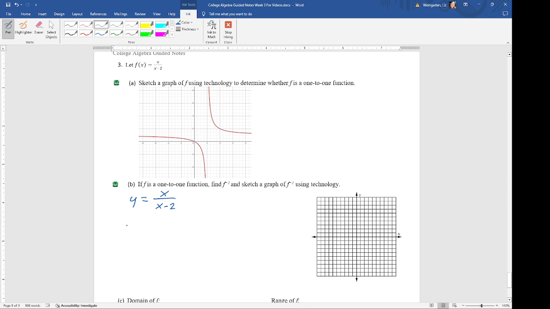The key with rational functions when finding the inverse, after you switch out the variables, is to get rid of the denominator. Multiply both sides by the denominator. Then distribute the x. Then we want to get everything attached to a y on one side, everything not attached to a y on the other side. So I'm going to add 2x to both sides and subtract y from both sides.